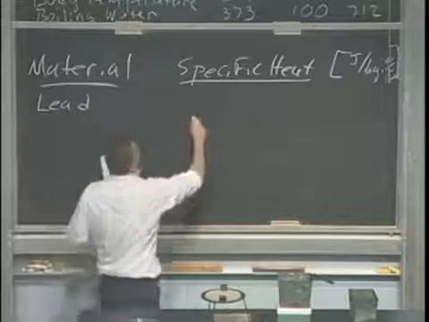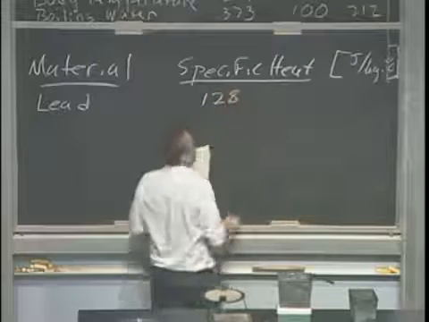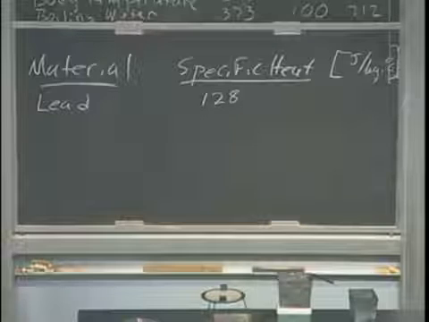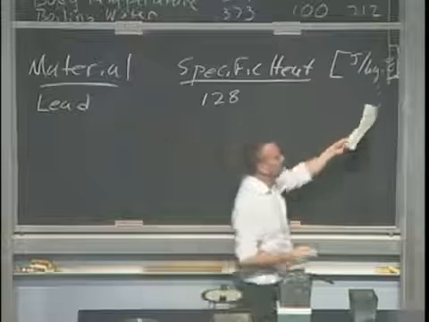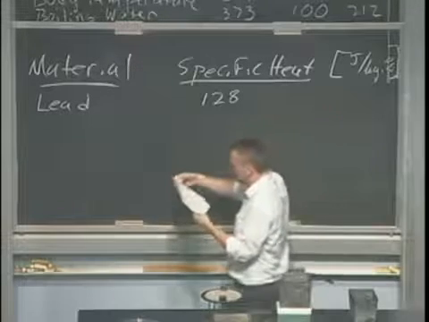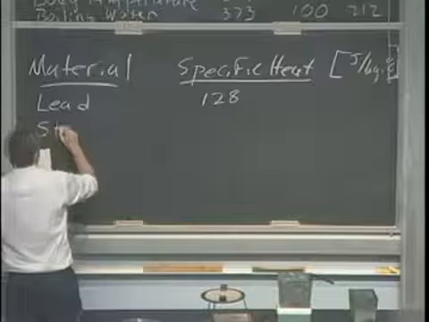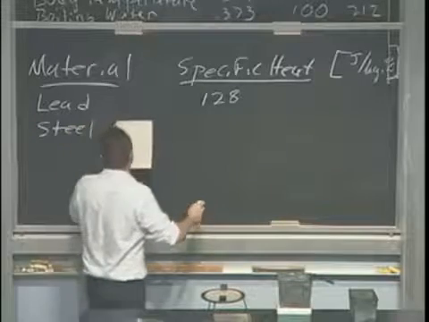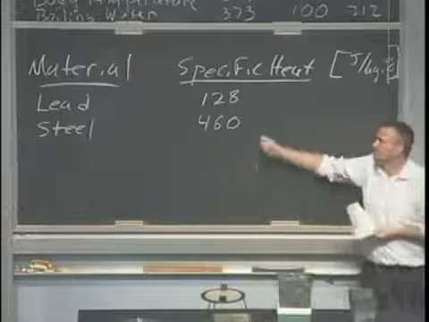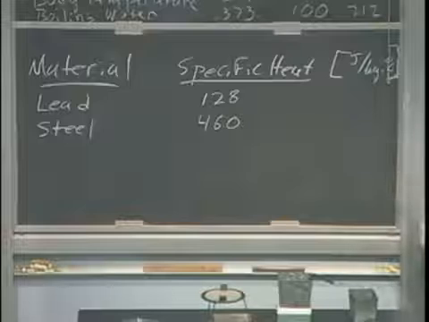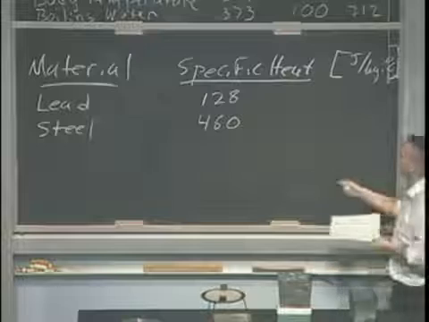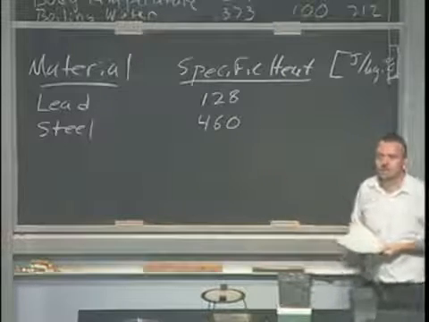So for lead, its specific heat, once we've taken out the mass, so this is just per unit mass, is 128 joules per kilogram per degree Celsius. Okay? And this table is going to go in increasing order. So for steel, it's 460. You can already see a big jump just between lead and steel. They're both metals, but steel can hold almost 4 times as much heat for each degree in temperature.